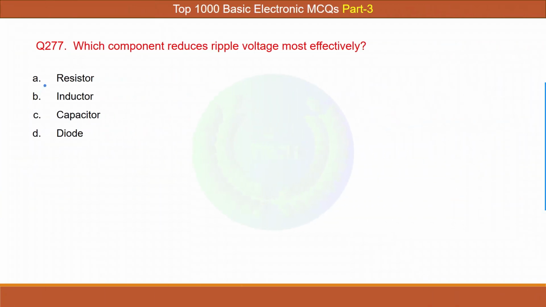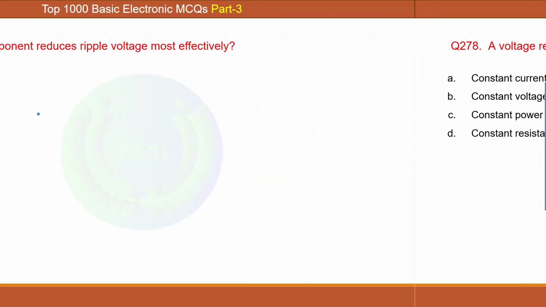Next question, question number 277. Which component reduces ripple voltage most effectively? Option A resistor, option B inductor, option C capacitor, option D diode. The answer is option C capacitor.